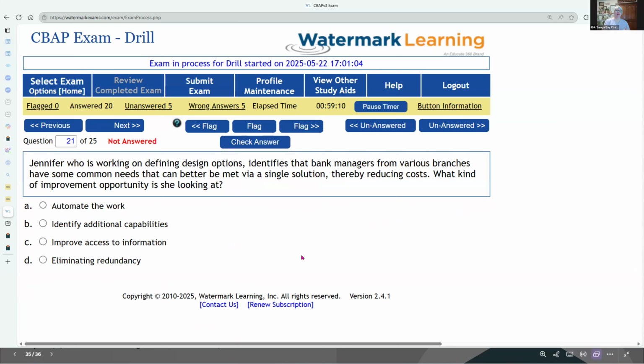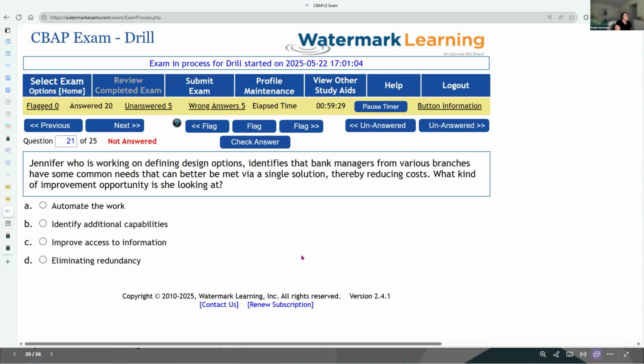Jennifer, who's been working on defining design options, identifies that the bank managers from various branches have common needs that can be better met via a single solution, thereby reducing costs. What kind of improvement opportunity is she looking at? So which task is she in?